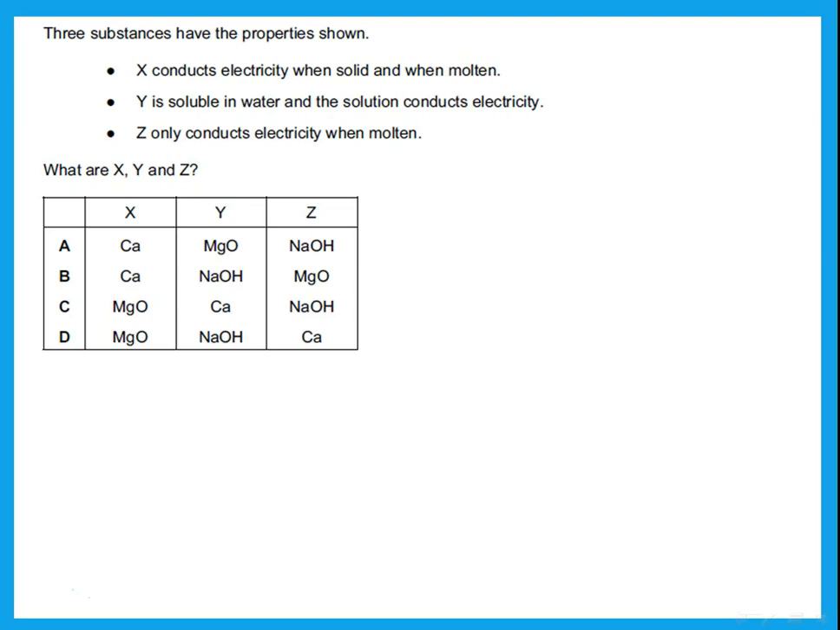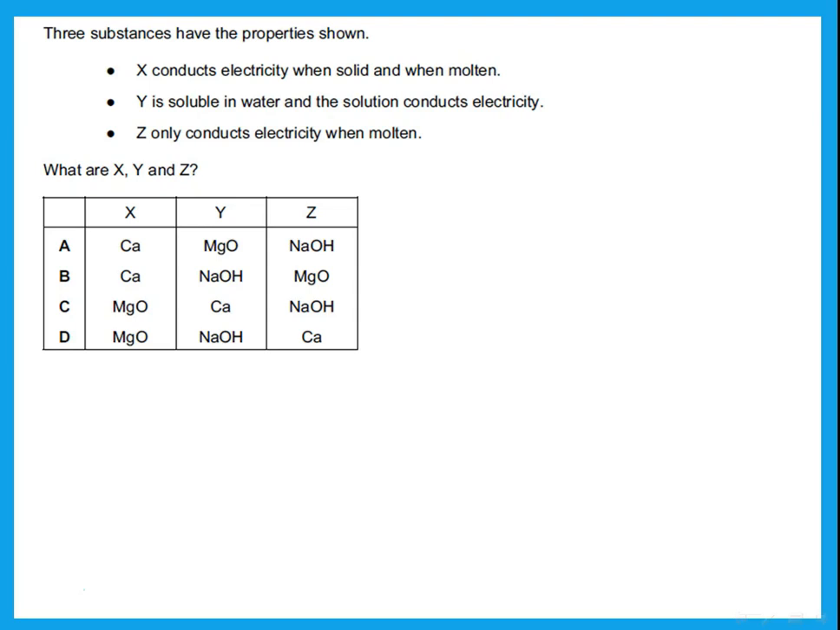So let us look at the properties. X conducts electricity when solid and when molten. Remember that the only thing that conducts electricity when solid and when molten is a metal. So X must be calcium, not magnesium oxide, because magnesium oxide is an ionic compound.